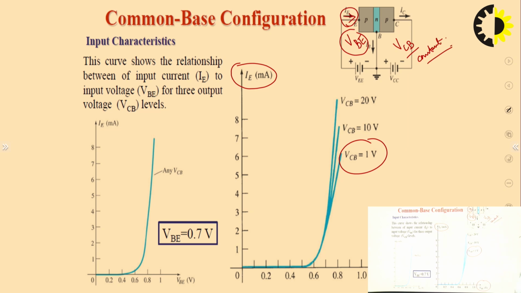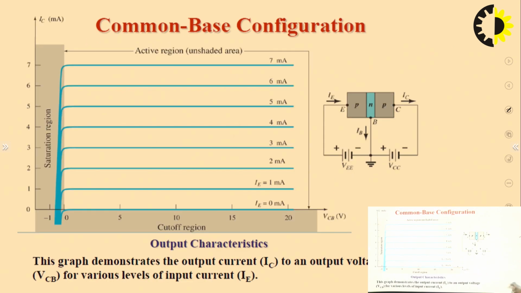Okay, so this is how we remember the input characteristics can be drawn between the input voltage and input current, keeping the VCB constant. Then the graph comes out like the characteristics of a PN junction diode. After the cut-in, the current increases exponentially, and if we increase the reverse voltage at the output, then the graph rises more rapidly for the increased output voltage, right?